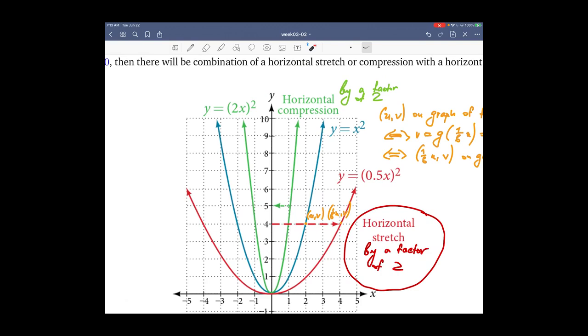Note also that in this particular case, the green graph is simply 4x squared, and it's also a vertical stretch by a factor of 4. But it's only in this particular case. In general, vertical stretch cannot be expressed through horizontal stretches.